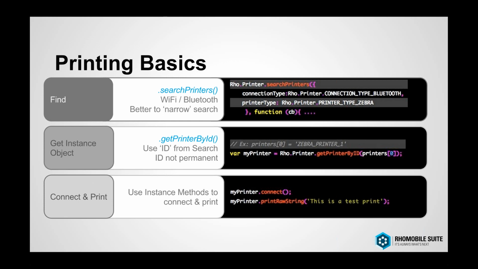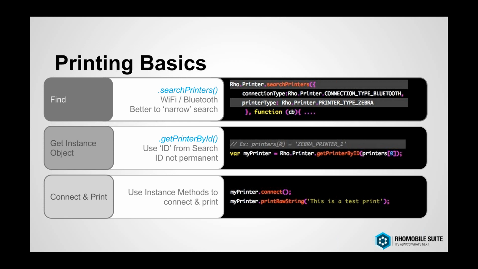So remember, we are supporting Wi-Fi and Bluetooth. There's an API called Search Printers. It's an API that you need to call first in order to find and connect to a printer. So there's a couple of parameters that you pass into this method to find the printers.